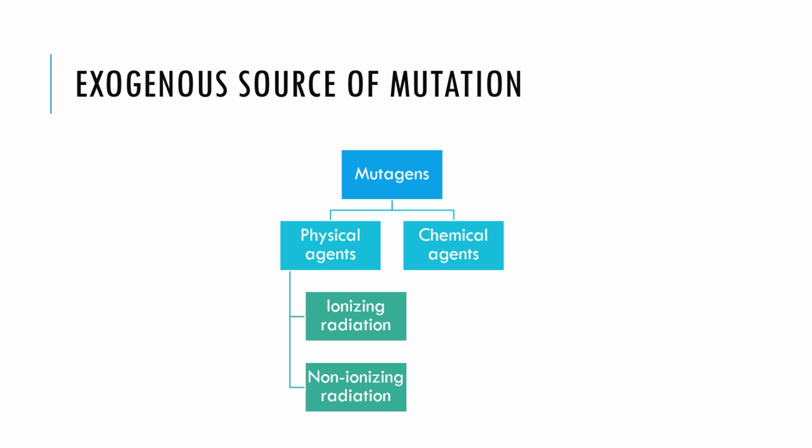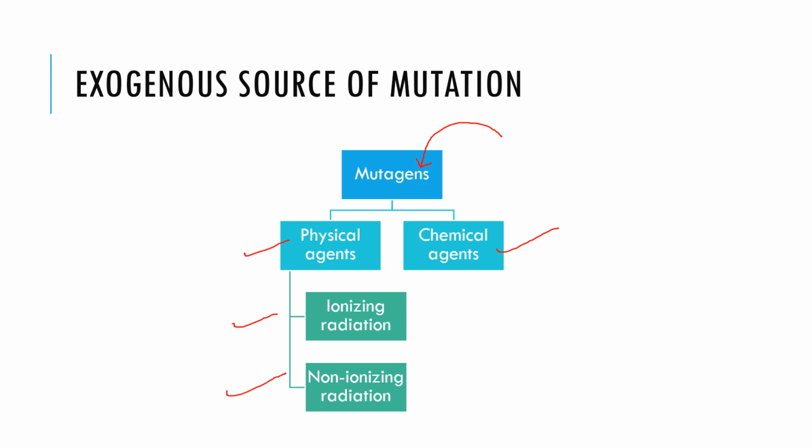Exogenous sources of mutation are the external sources of mutation, meaning something is from the outside. If chemicals are used from the outside, these chemicals are called mutagens. Something which is added from the outside to change the structure of DNA is called a mutagen. These can be chemicals or physical agents. Mutagens are classified into physical agents and chemical agents. Physical agents are the ionizing radiations and non-ionizing radiations.